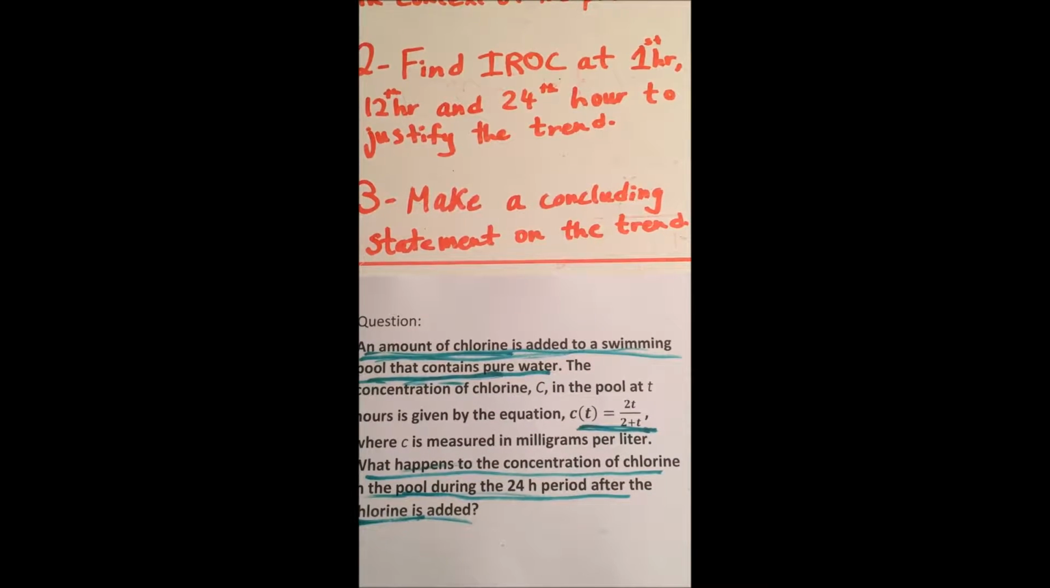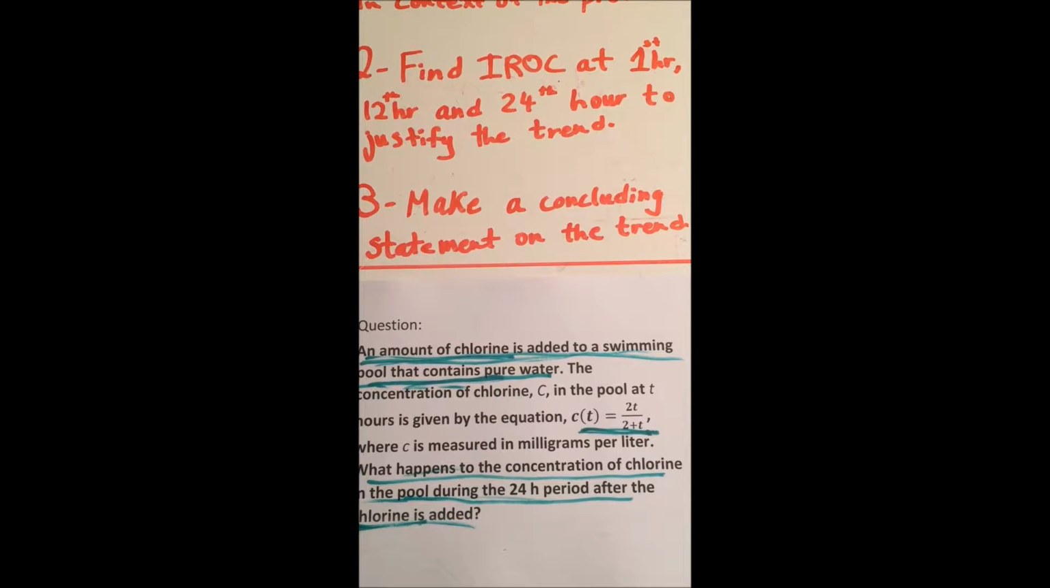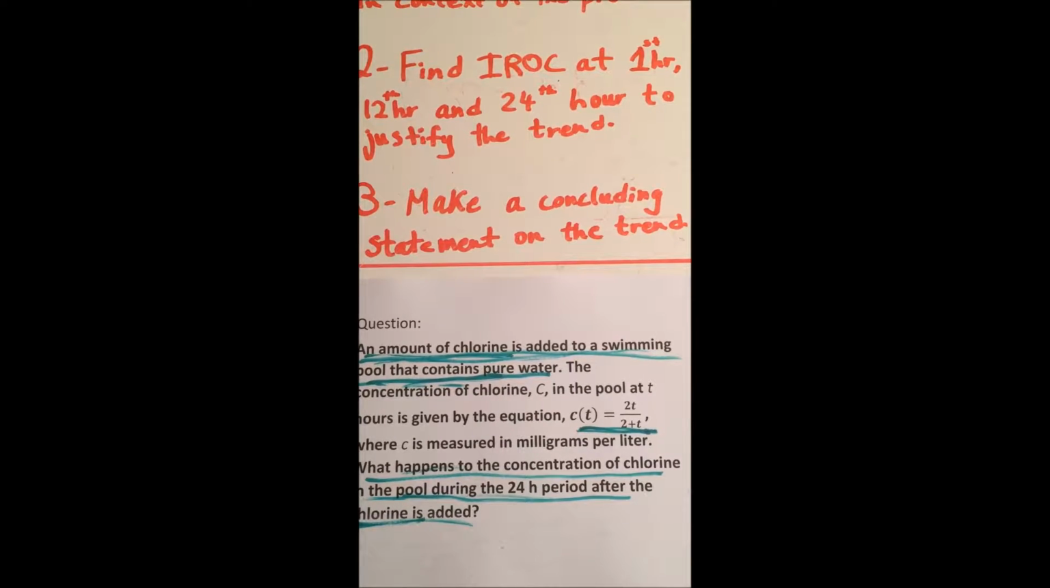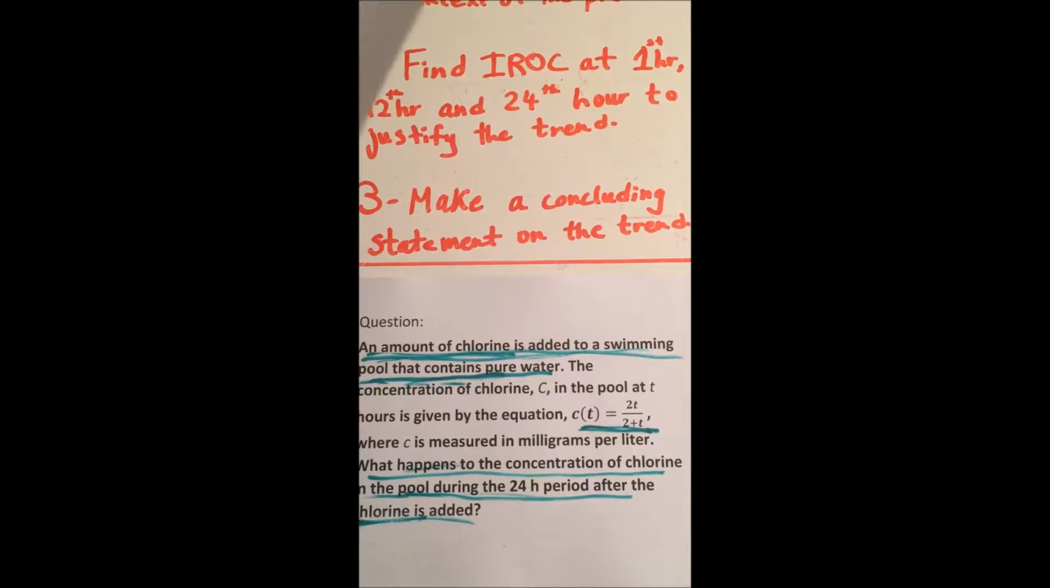So the question we're looking at today says an amount of chlorine is added to a swimming pool that contains pure water. The concentration of chlorine, C, in the pool at T hours is given by the equation C at T is equal to 2T over 2 plus T, where C is measured in milligrams per liter. What happens to the concentration of chlorine in the pool during the 24-hour period after the chlorine is added?